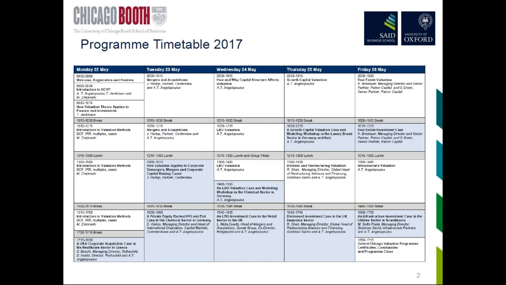Then Wednesday, we will have modeling workshops. We will have an ex-director of Bridgepoint that's in the M&A side now discussing an LBO case, how you acquire a retail company, how you build the vintages, how you build the models, how you structure a private equity investment. Then Tuesday we will do a modeling workshop in convertible bonds.